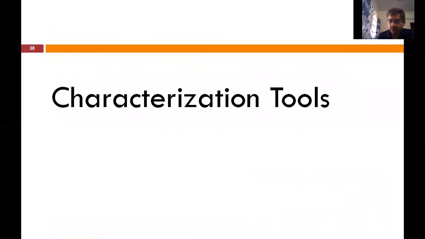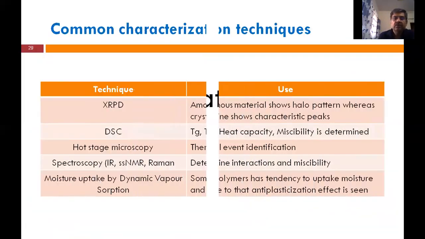The characterization tools that are used for the amorphous solid dispersions are captured in this slide. We can use XRPD, DSC, hot stage microscopy, spectroscopy like IR, solid state NMR, and Raman, and moisture uptake studies by dynamic vapor sorption for the characterization of the amorphous solid dispersion. And these are the specific uses or instances where these techniques are utilized for the characterization of the amorphous solid dispersion.